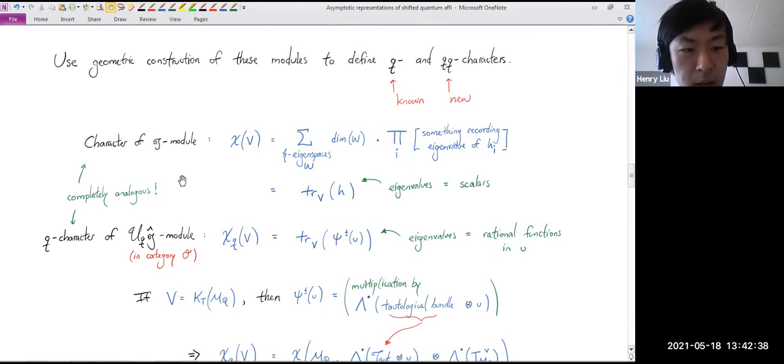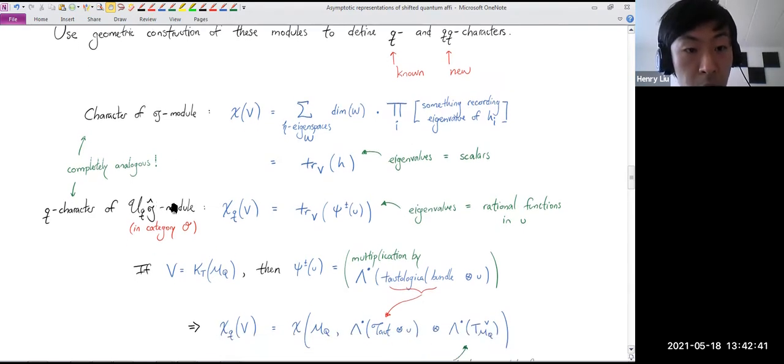as they should be. Now, for modules of quantum affine algebras, each element in the Cartan is no longer a single operator. In one way of presenting the quantum affine algebra, we like to think of the Cartan as being generated by power series whose coefficients are operators. So these psi plus minuses are power series in U or U inverse, and these are analogs of the classical Cartan elements H.